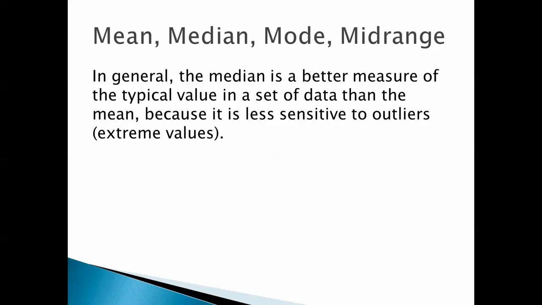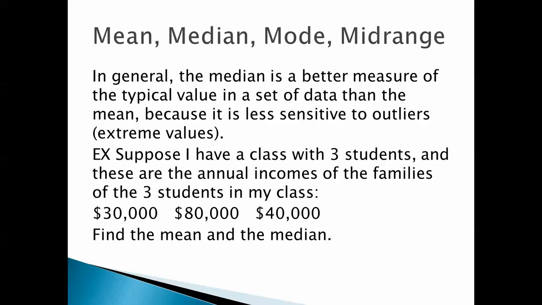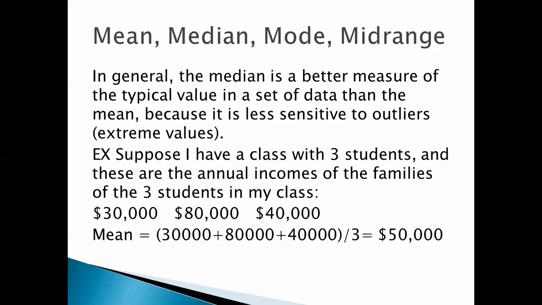Okay, in general, the median is a better measure of the typical value in a set of data than the mean because it is less sensitive to outliers. Outliers are extreme values. Here's an example of what I mean by this. Suppose I have a class with 3 students, and these are the annual incomes of the families of the 3 students in my class: $30,000, $80,000, and $40,000. Find the mean and the median.